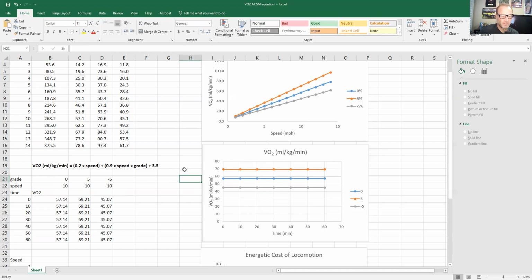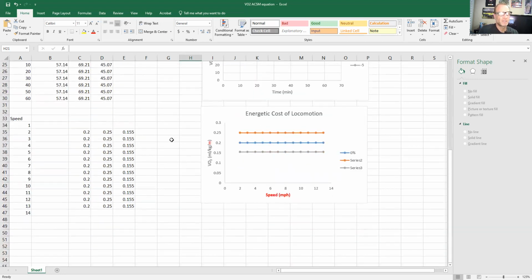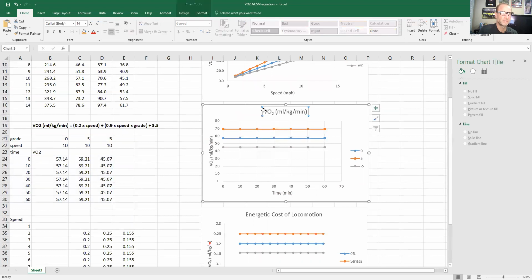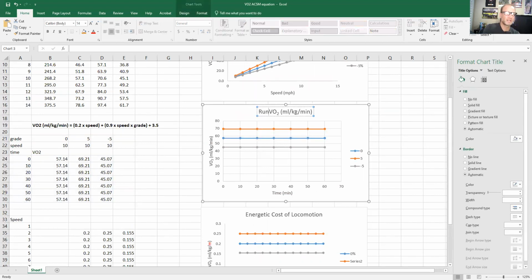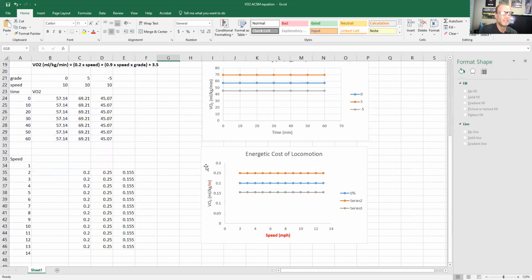The third way is a little tricky, and we'll spend some time on this, and you'll see some other presentations on this. But we're going to use a new term called energetic cost of locomotion. So really here, I should have put in here, this is running economy. Okay, VO2 rate of oxygen consumption, because it's got a per minute here. This is VO2, energetic cost of locomotion. When I use this term, energetic cost of locomotion, what I mean is the amount of oxygen consumed per distance.